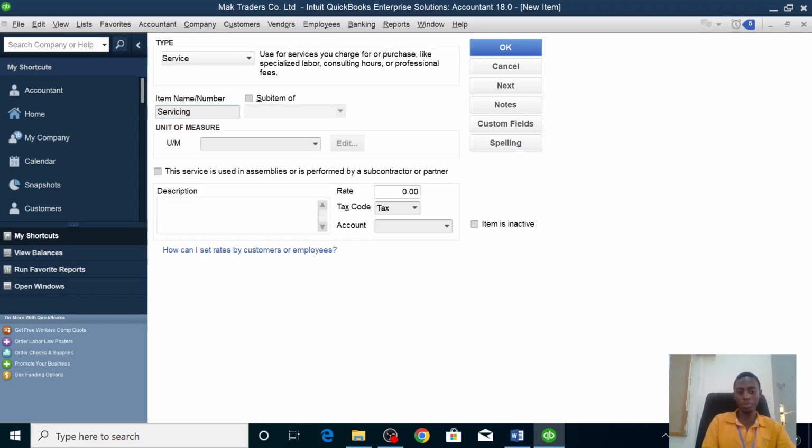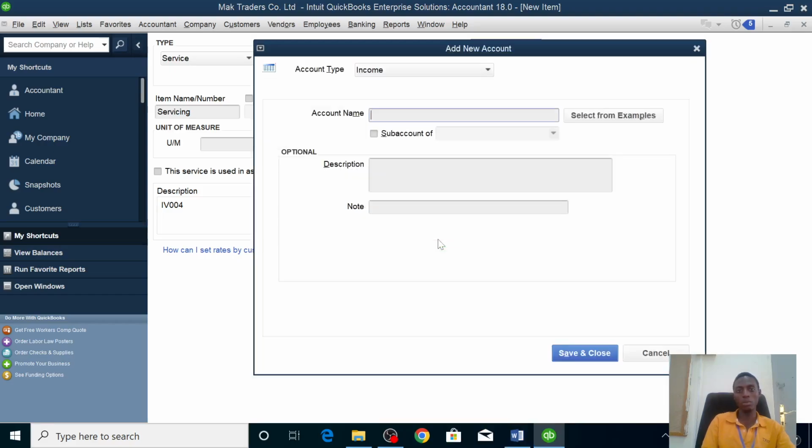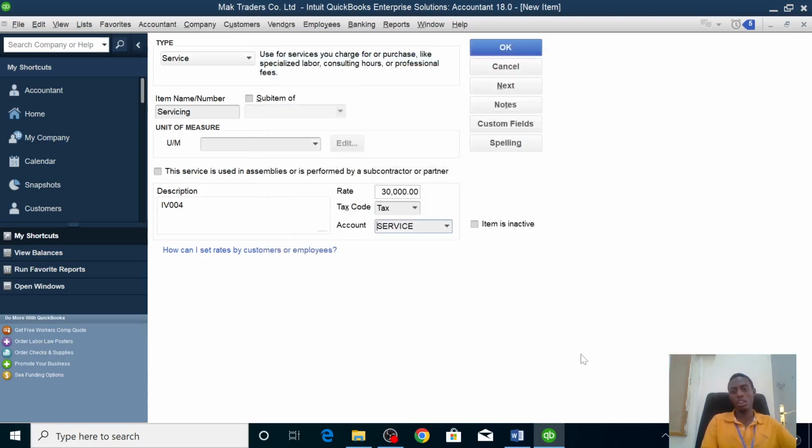Description, it's IV 004. The rate 30,000. Then income account, I'd open it, name it service account. I say save and close, then okay.